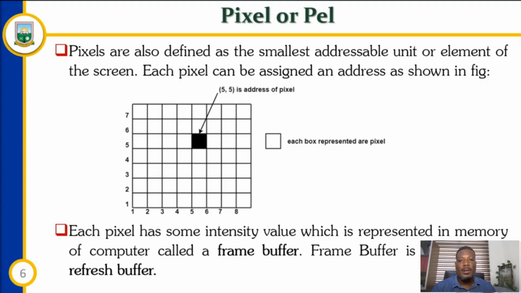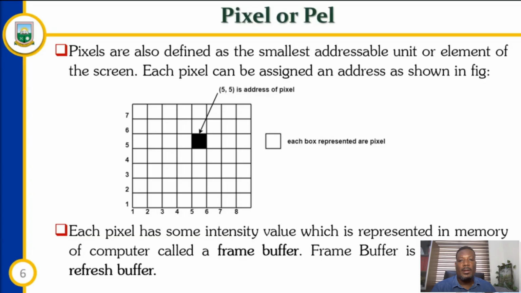an intensity value. If the intensity is high, that is when it's going to display more. If it has a low intensity, then maybe that portion of the picture or graphic that is supposed to be displayed is turned low for viewers to see. Now, once each pixel has some sort of intensity value, which is represented in memory of a computer, we will term this as the frame buffer.